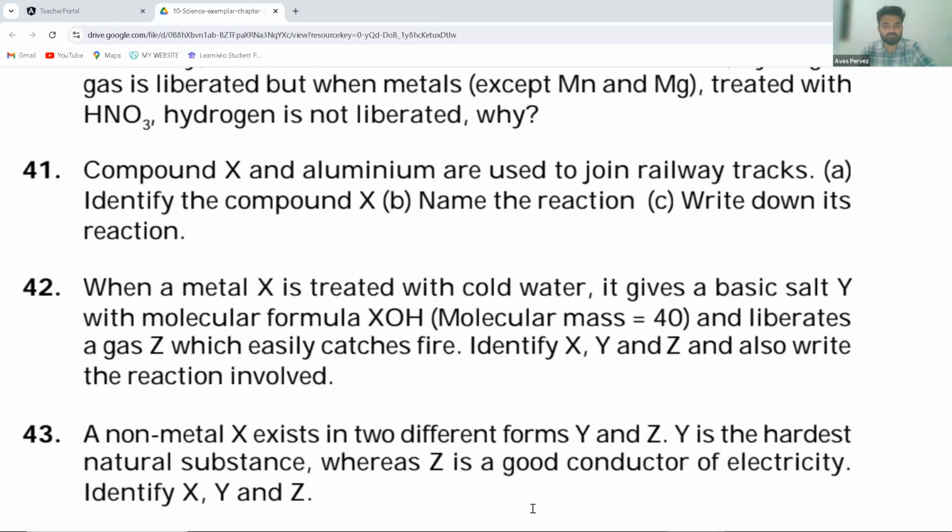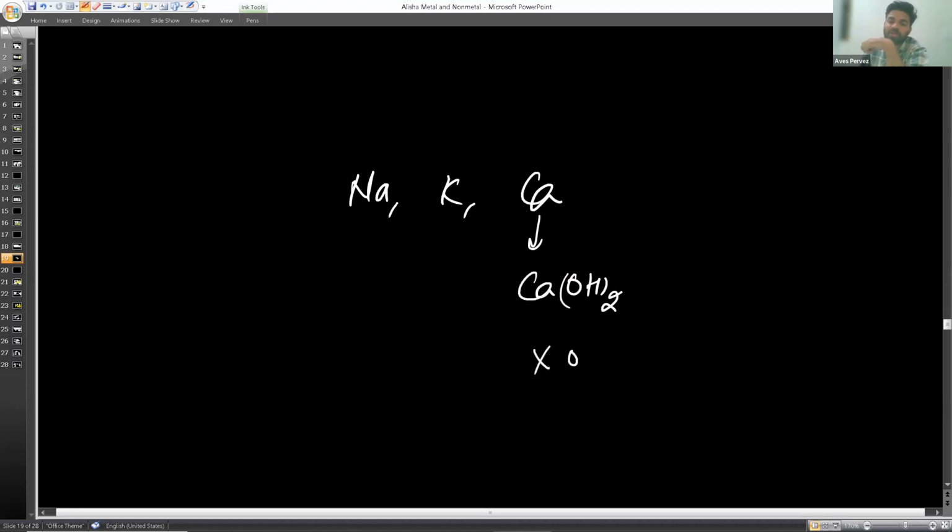When a metal X is treated with cold water, it gives a basic salt Y with a molecular formula XOH. As you see, there are three metals that can react with cold water: sodium, potassium, and calcium. Magnesium reacts with hot water. Why can it not be calcium hydroxide? First of all, the calcium hydroxide formula is X(OH) twice, not XOH. Secondly, it does not have the molecular mass 40.